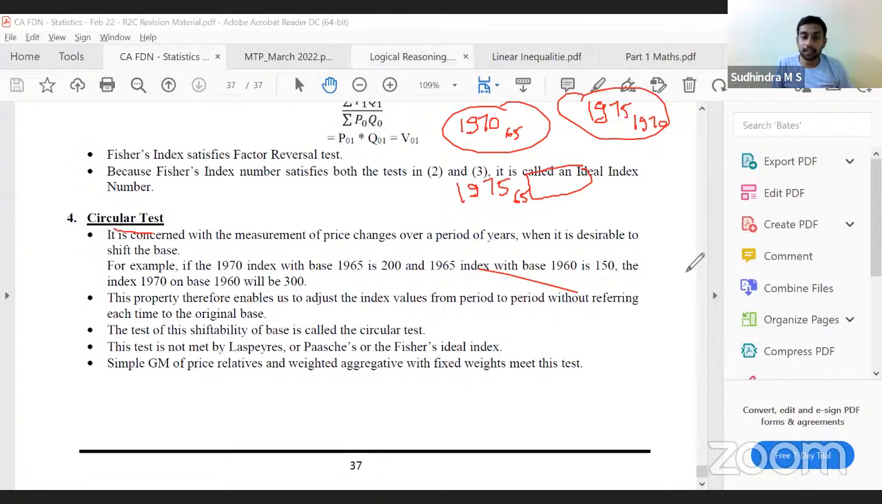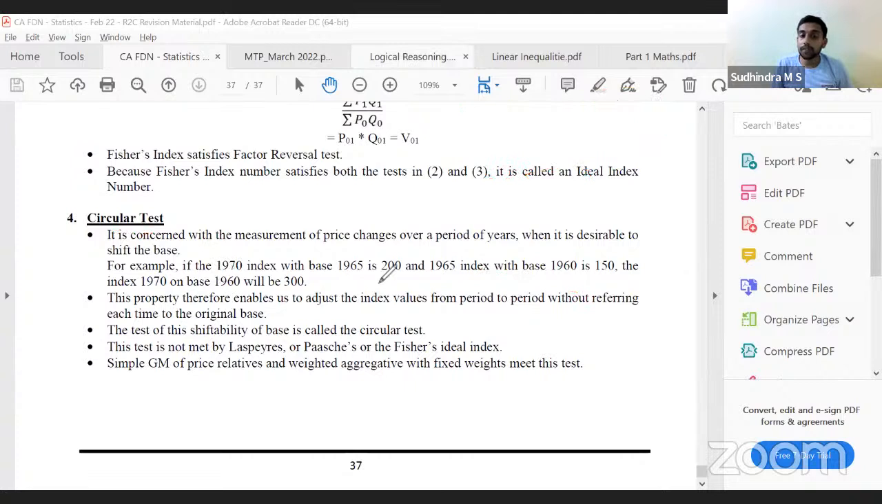So we'll take this example. 1970 with base of 1965 is 200. 1965 with base of 1960 is 150. So 1970 with base 1960 should be 200 into 150 by 100, 300. If it is satisfied, then we say the circular test is satisfied.